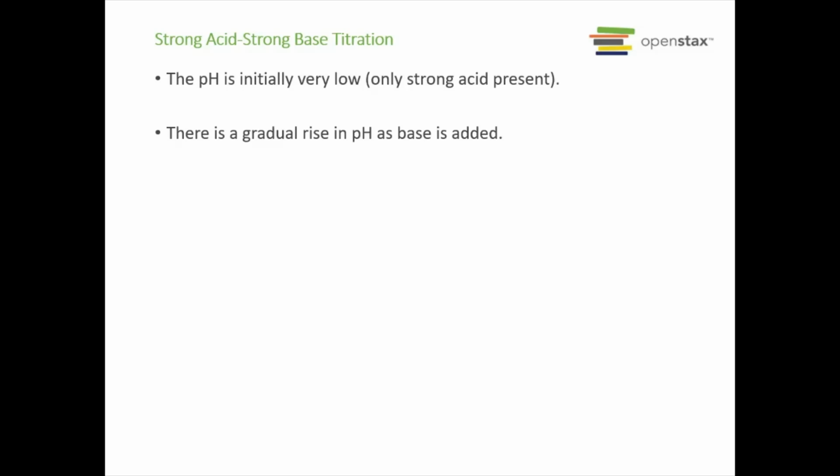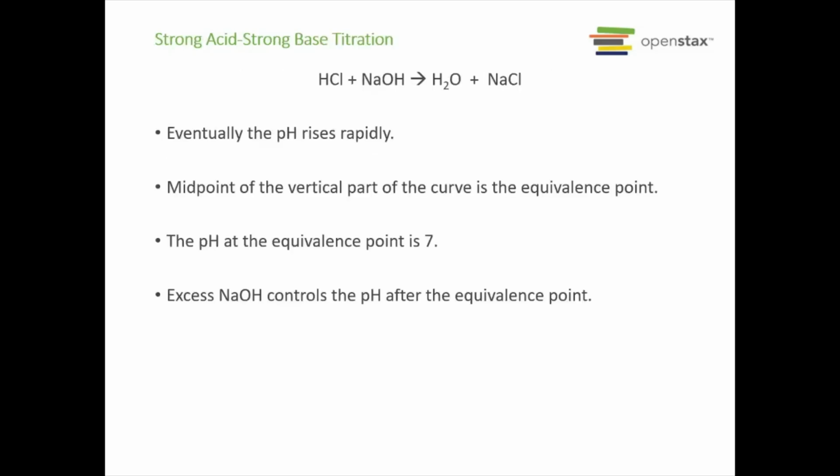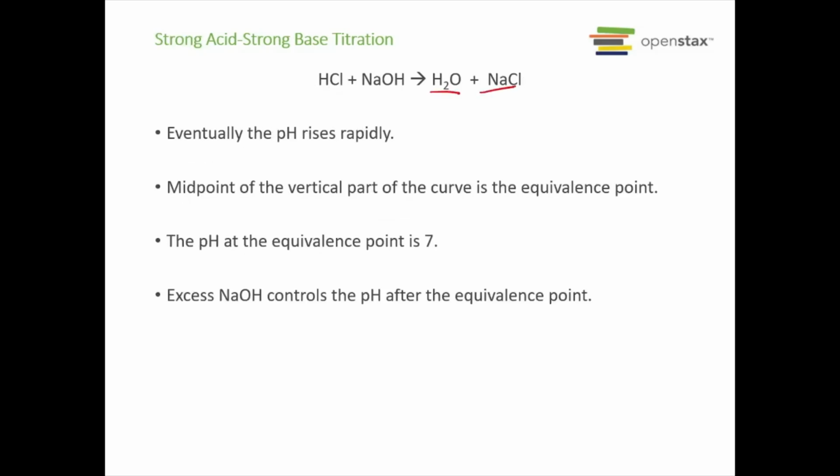So if we're looking at a strong acid, strong base titration, we have an initial low pH, so we only have strong acid present. And then as we add our base, we're slowly bringing that pH up until eventually we hit our equivalence point. So for instance, the reaction of hydrochloric acid and sodium hydroxide. If you remember, when we react an acid and base, we make water and a salt. The pH is going to go up slowly, and then you end up with a vertical curve.